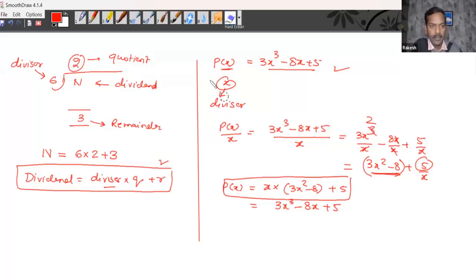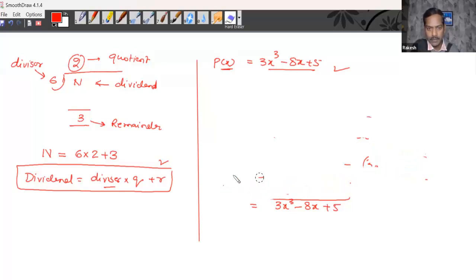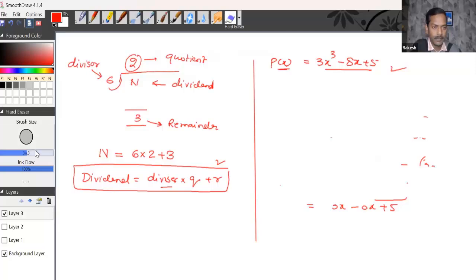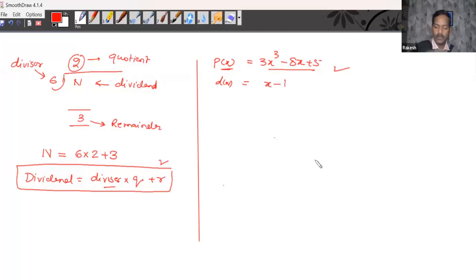Let's see. So again, I'm taking the same dividend, and I'll be changing the divisor. Let me change the divisor. So let me just remove this. Here, I'll take the divisor, say d of x, which is equal to x plus 1, or say x minus 1. Let us take x minus 1. Then how is the division process done? What we do is we put the p of x here, which is 3x cubed minus 8x plus 5. And here I'll be putting x minus 1.